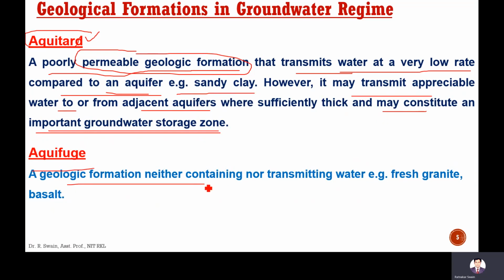Aquifuge is a geological formation neither containing nor transmitting water, such as fresh granite and basalt. It is totally impermeable, it does not contain any water, and water cannot be transmitted in this aquifuge layer.